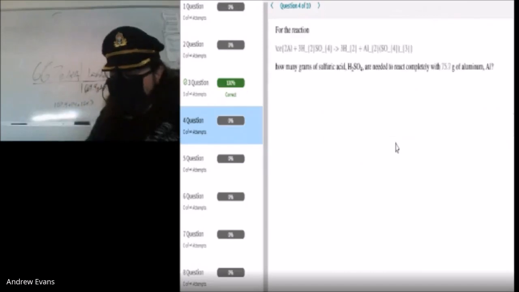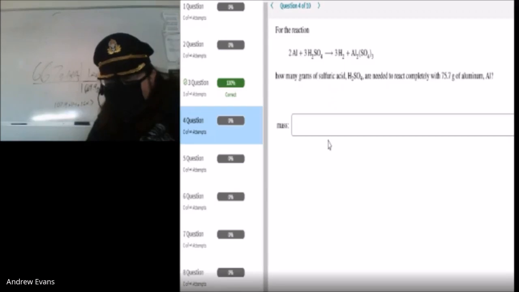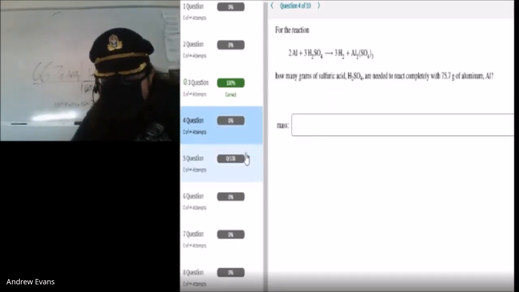Okay, looking at this. How many grams of sulfuric acid would you need to react with this many grams of aluminum? This is just the same problem. Grams of one to moles of it to moles of the other to grams of the final. So grams of A, moles of B, grams of B. Grams to moles to grams.